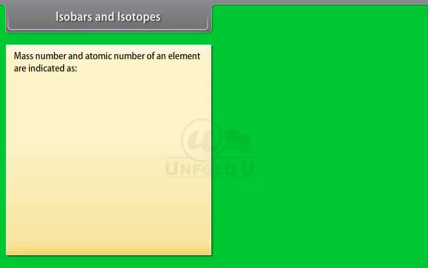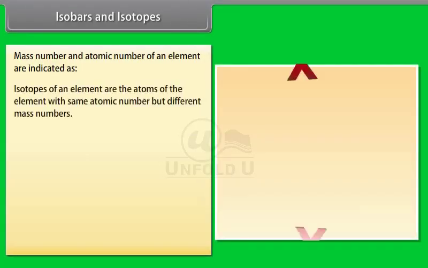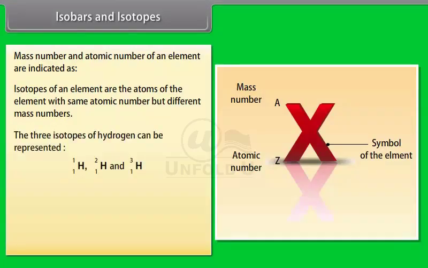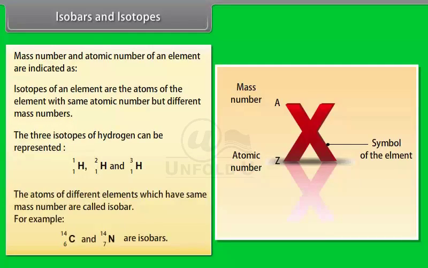Isobars and isotopes. Mass number and atomic number of an element are indicated as shown. Isotopes of an element are the atoms of the element with the same atomic number but different mass numbers. The 3 isotopes of hydrogen can be represented. The atoms of different elements which have the same mass number are called isobars.